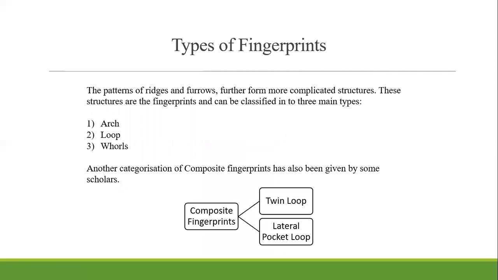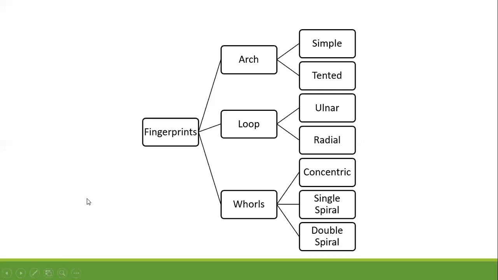Another categorization of composite fingerprints has also been provided by some scholars. While we have some scholars who argue that composite fingerprints, which comprise twin loop and lateral pocket loop, are nothing but a subcategory of loops. So if you look at the diagram in the next slide over here, this is the classification of fingerprints into 3 main parts and their sub-classification into types like simple, tented, ulnar, radial, concentric, single spiral, and double spiral.